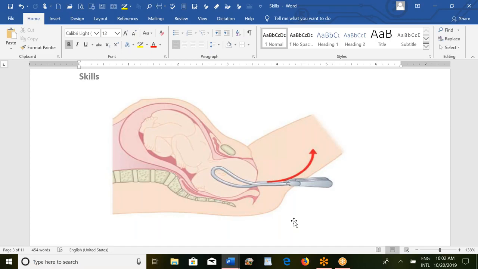So what is the advantage of using forceps over vacuum? I think the advantage is that it is quick compared to the vacuum, and the failure rate is less compared to the vacuum delivery, and it can be applied in preterm, above more than 34 weeks.